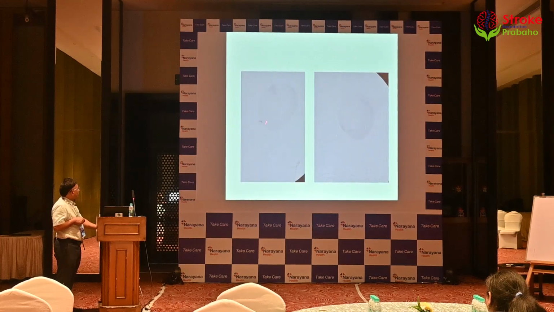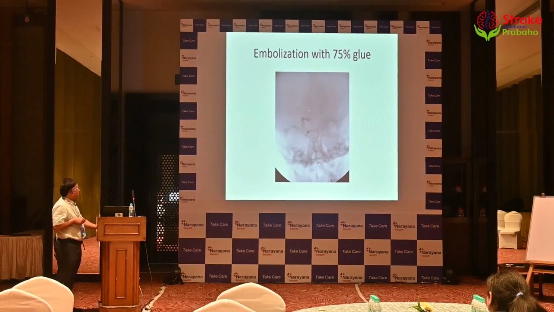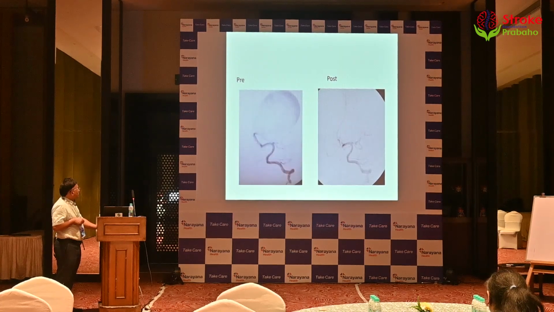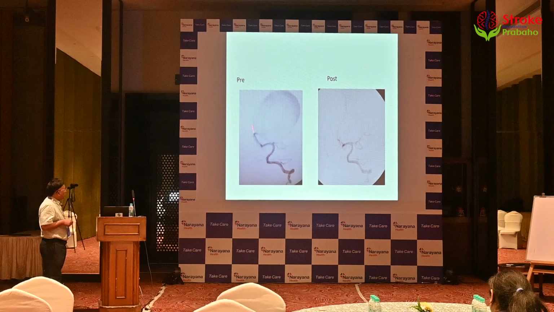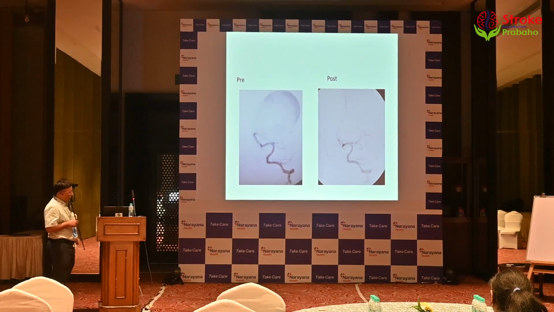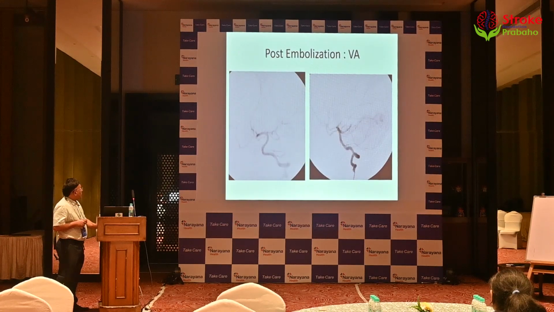So this is our microcatheter here, and we embolized with 75% high concentration glue here. So this is the pre and post. Now this fistula has disappeared. Now we can see both PCAs. You can see both superior cerebellar arteries, which were not visualized because of the steal phenomenon. This is the post-embolization vertebral artery injection.